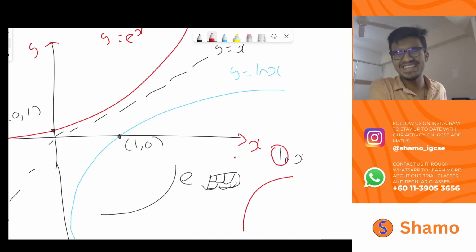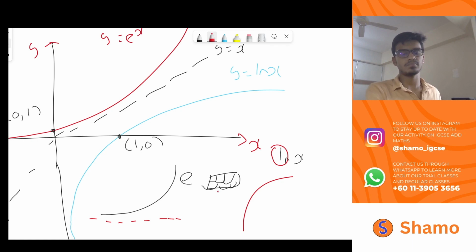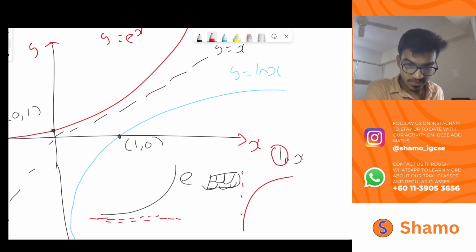E power x, e, it's a horizontal line. So that means horizontal asymptote. ln x, L is a vertical line. So e power x, e, is a horizontal asymptote like this, because your e is horizontal. ln x, L is a vertical line, so it's a vertical asymptote, something like this.